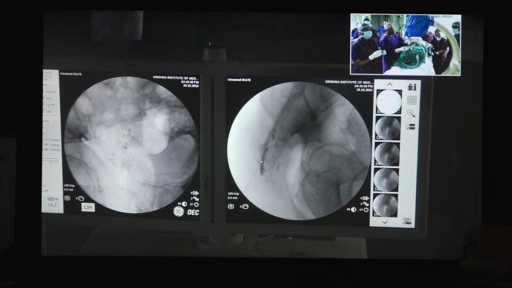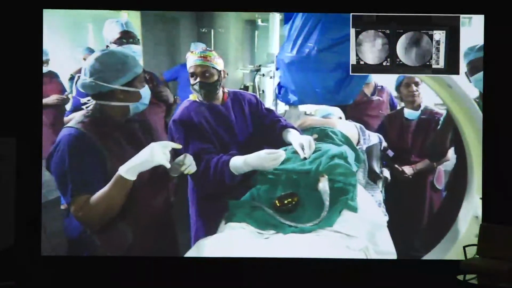So in caudal epidural we can see spread of the contrast. We can call it a Christmas tree appearance.